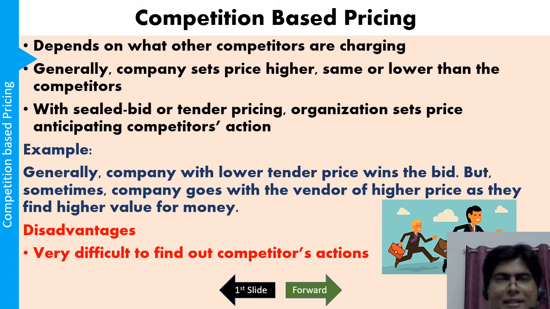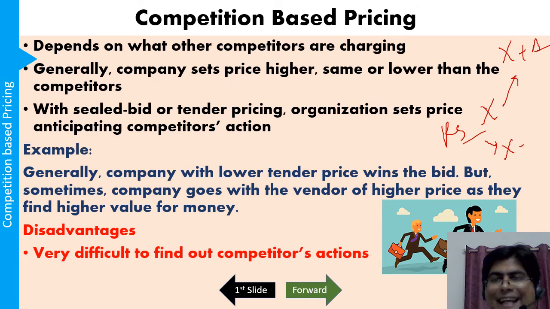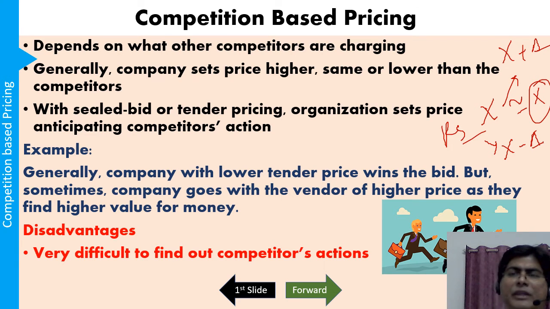Competition based pricing. Generally, you are setting the price based on your competitors' prices. For example, your competitors are charging, let's say, X rupees or X dollars. Now you can charge a little bit higher than this. So X plus delta can be your price, or you can charge X minus delta, or maybe around X. So you are not going very far away from the competitors' prices.